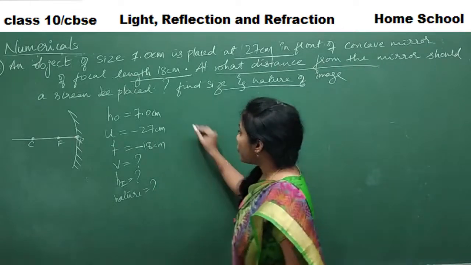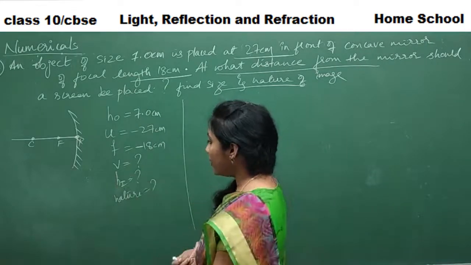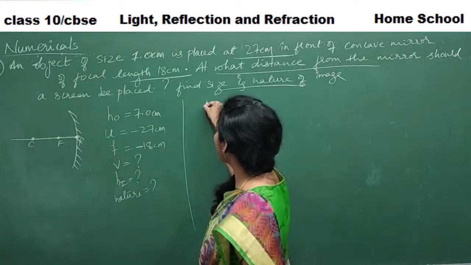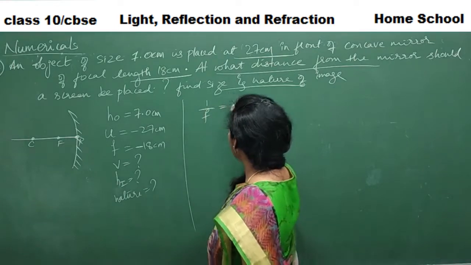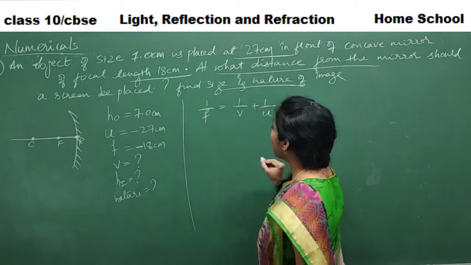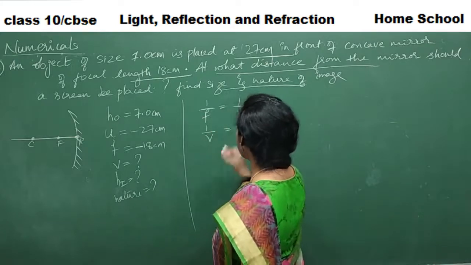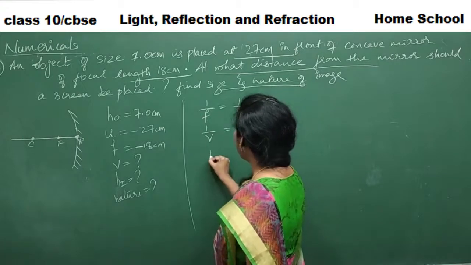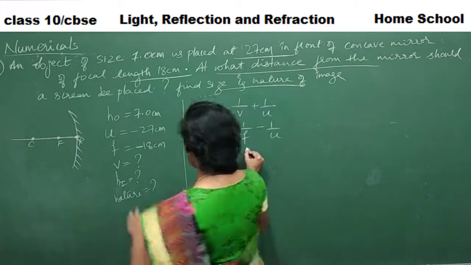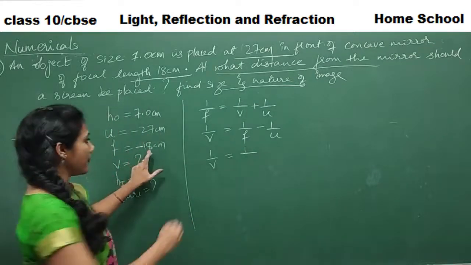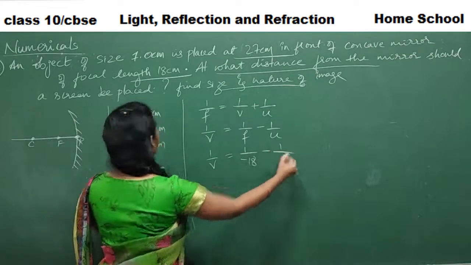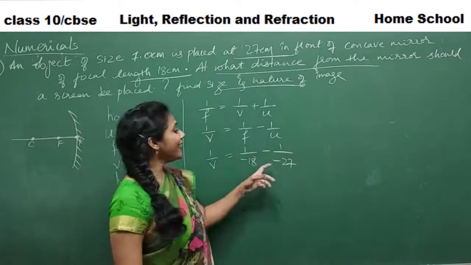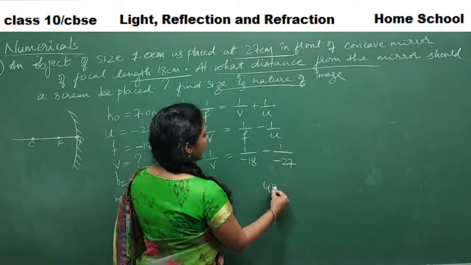Okay, fine. So first let us find out what our image distance is. Consider the mirror formula. So what is that? 1 by F is equal to 1 by V plus 1 by U. So what are they asking? 1 by V they are asking. So it is 1 by F minus 1 by U. So 1 by V is equal to, substitute the values. 1 by F is minus 18, minus of U, U is minus 27. So 18 into 27, it is 486.